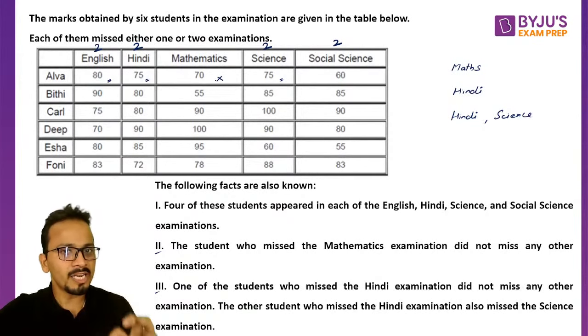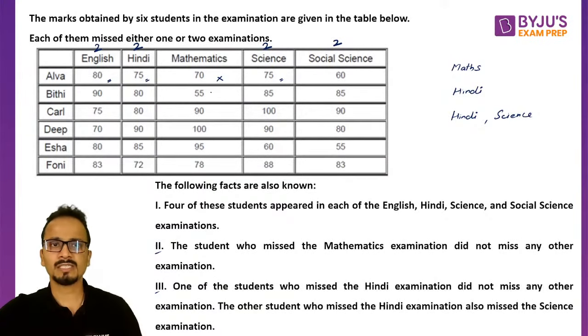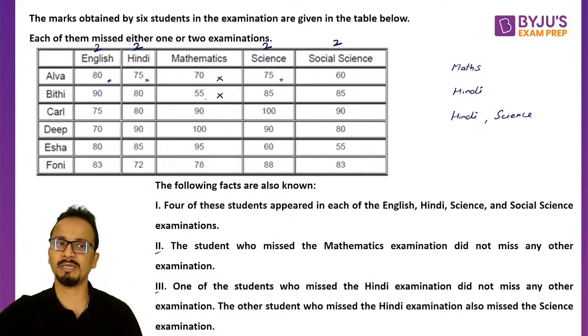So Alva cannot miss maths examination. Going to Bithi, Bithi scored 55 in maths. So can Bithi miss maths examination? If I consider that Bithi has missed maths examination, the top three scores are 90, 85 and 85. Since 55 is less than all these three, Bithi cannot miss maths examination.